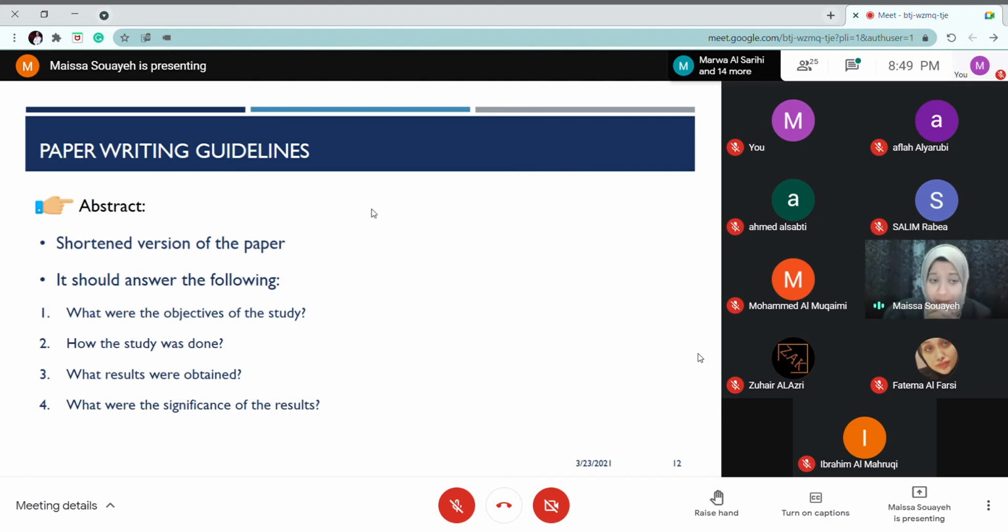To simplify, how do you construct an abstract? As we said, it's a shortened version of the paper, so it should answer the following questions. What were the objectives of the study? So, objective. How was the study done? So, methodology. What results were obtained? Results. What was the significance of the results? How is this significant? It's the discussion of the results and the conclusion. To construct your abstract, you need to cover all of these questions, which are the questions covered over the full paper.